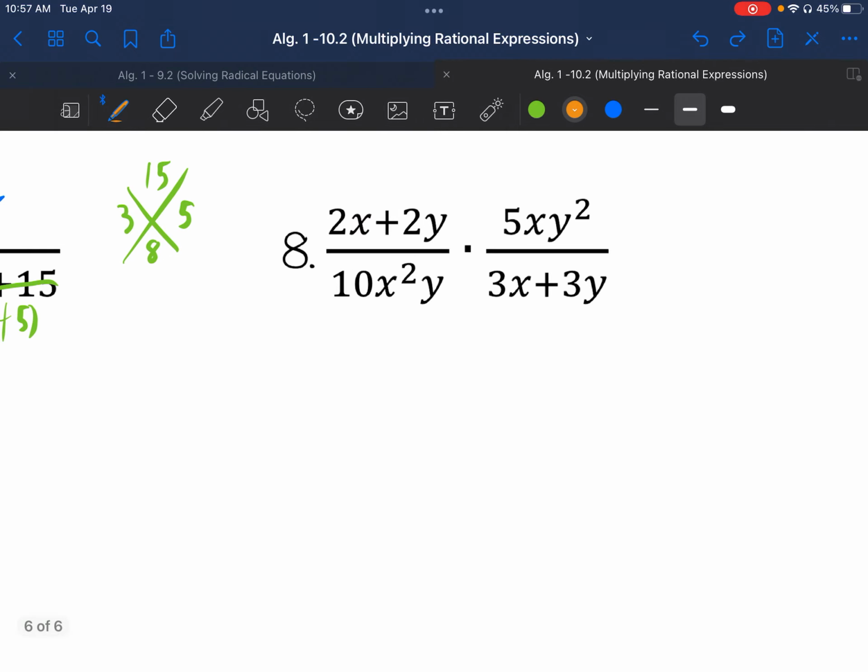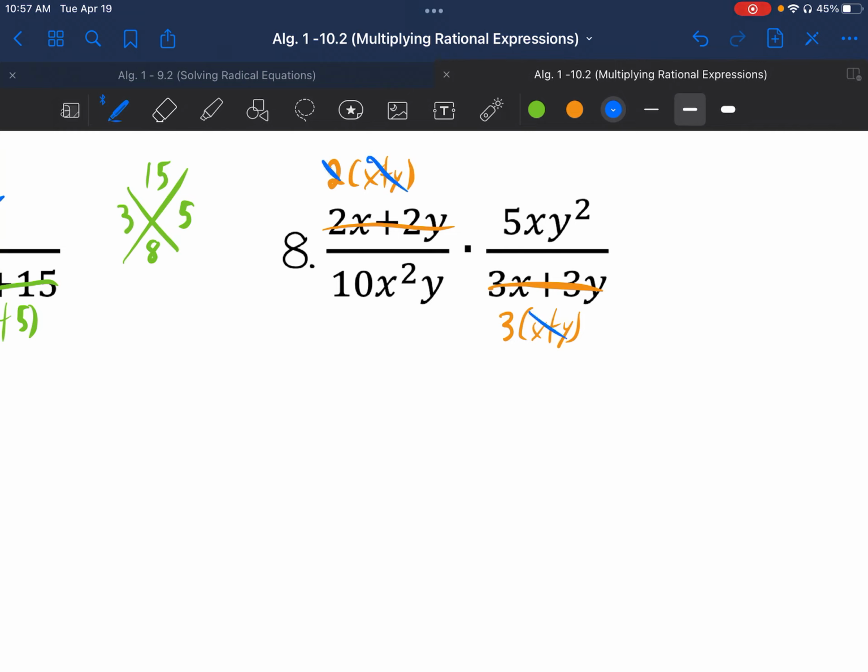Example 8, looking for more GCFs on this one. Top left, we can take a 2 out, and we're left with x plus y in the parenthesis. Bottom left and top right, there's no GCF to take out since it's all multiplication. Bottom right, we can take a 3 out, and we're left with x plus y in parentheses. That's quite convenient because those x plus y's can reduce.